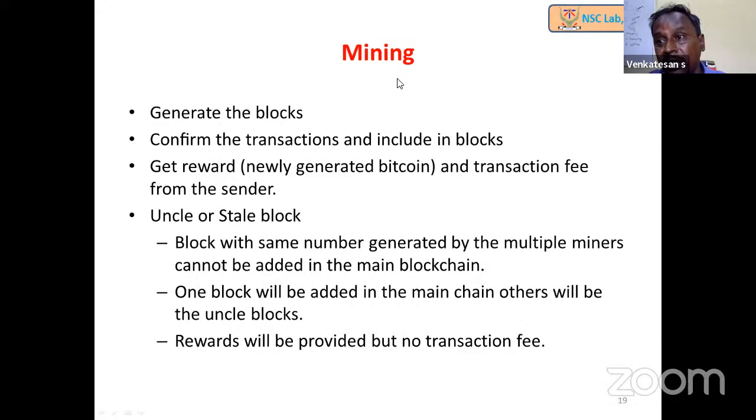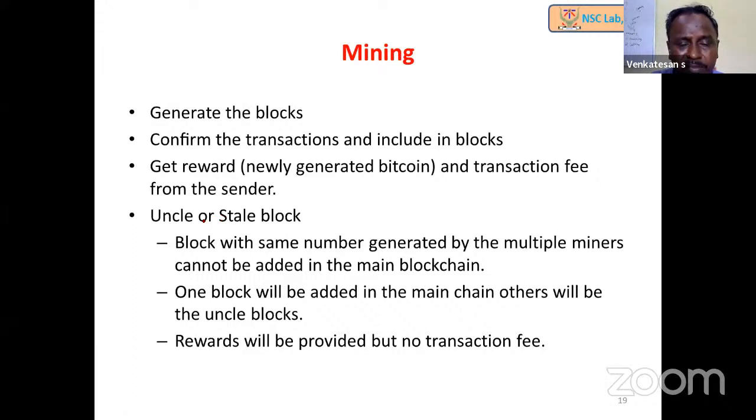We are going to solve the puzzle, and while solving the puzzle, we have to find a certain value. That is, we are digging to find the value. So that's why they call it mining. For that, the miner will get the reward and the transaction fee.